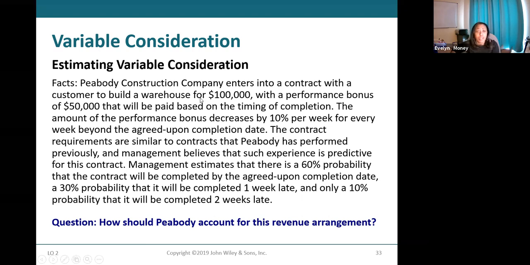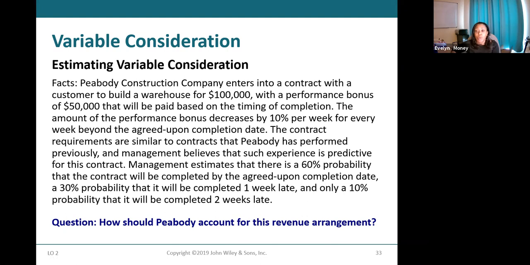So we have this construction company entering into a contract to build a warehouse for $100,000, and they'll get a performance bonus of $50,000 as long as they finish it on time. Now, that performance bonus will decrease by 10% for every week that they go beyond the completion date. So management estimates there's a 60% probability that they'll finish on time, and there's a 30% probability that it'll be done a week late, and there is a 10% probability that it'll be done 2 weeks late.